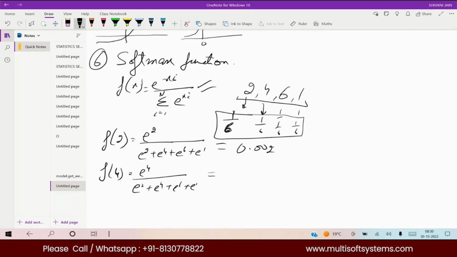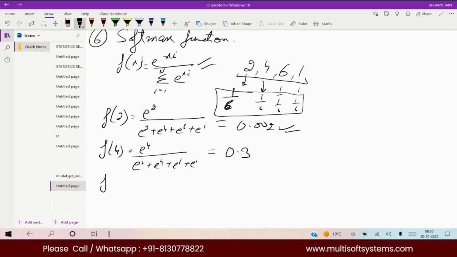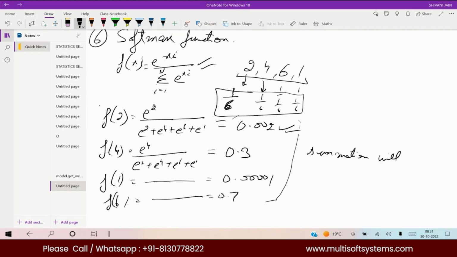Now this value will always be greater than the previous value because the magnitude is higher. The magnitude of 4 is greater than 2, so this value will be greater, say 0.3, any value. Similarly, I'll calculate f of 1. For 1, I'll have the minimum value, which can be 0.00001. Out of these 4, the value will be minimum. And then I'll calculate the last value, which will have the maximum probability, let's suppose 0.7. Now, if you sum these up, the summation will always be 1. It is used for multi-class classification.